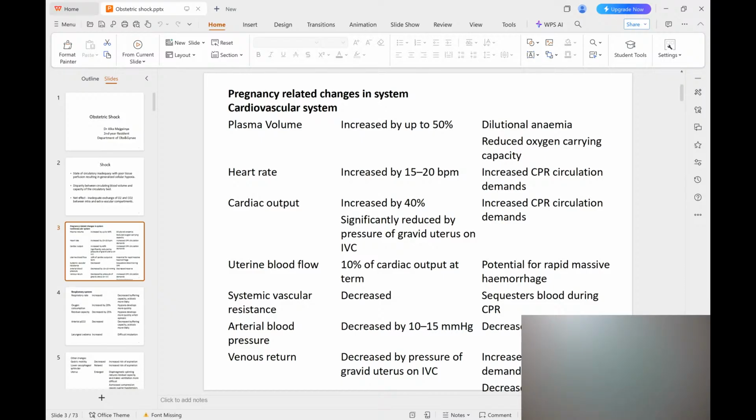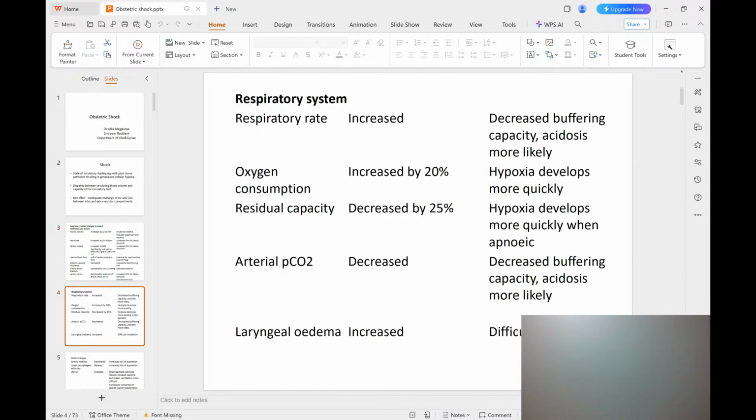Similarly, systemic vascular resistance is decreased, that is, the blood is pulled peripherally. Also, the arterial blood pressure is decreased by 10 to 15 millimeters of mercury, and there is decreased reserve. Similarly, there is a decrease in venous return due to the pressure by the gravid uterus.